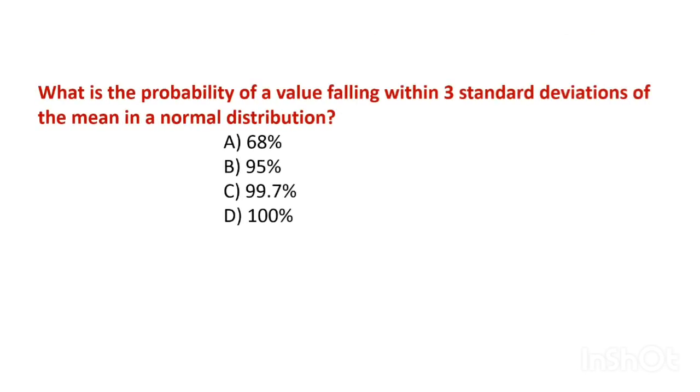What is the probability of value falling within 3 standard deviations of the mean in a normal distribution? As we discussed, approximately 99.7% of values lie within 3 standard deviations of the mean in a normal distribution. The correct answer is C, that is 99.7%.